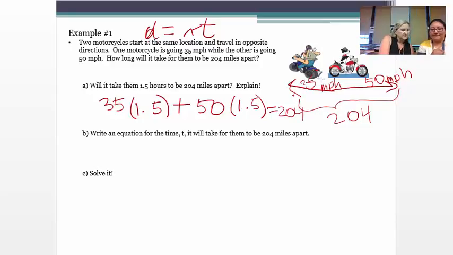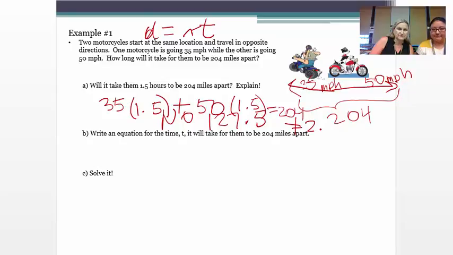Okay, so let's get the calculator. If we multiply 35 times 1.5, that's 52.5. Let me just double check. Yep, 52.5. Plus the second, you can add them all together: 127.5. Okay, so nope. We have 127.5, which is not equal to 204. Okay, but now I can look at this process and figure out what would be the equation for this problem.